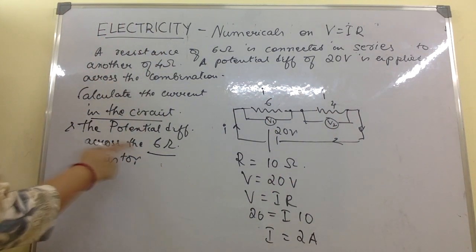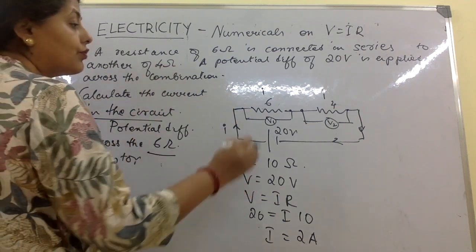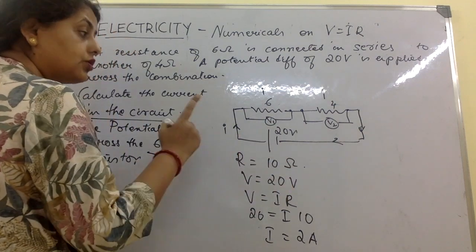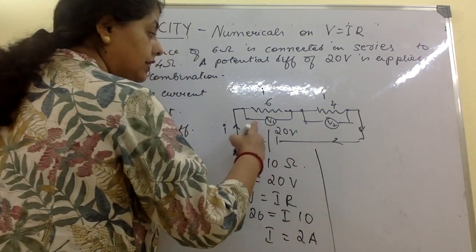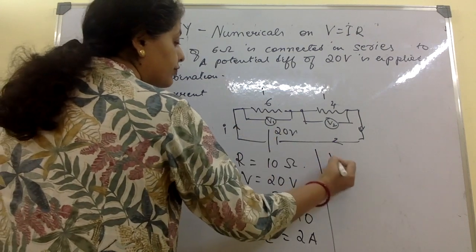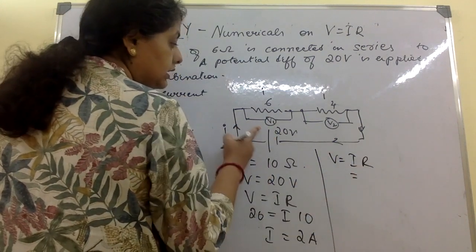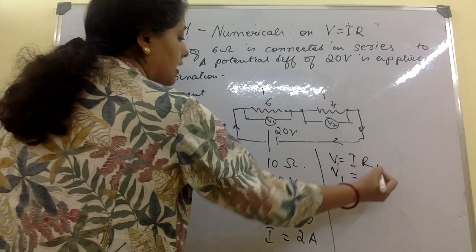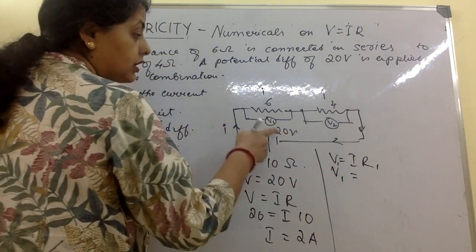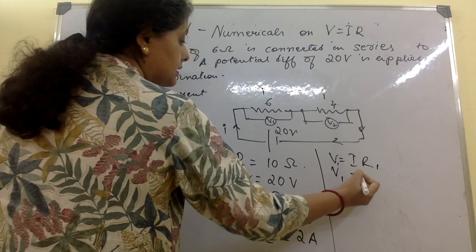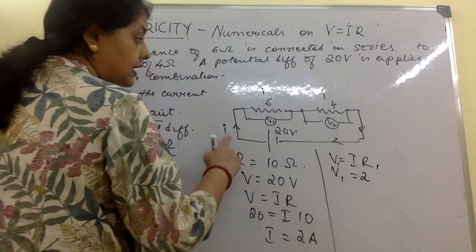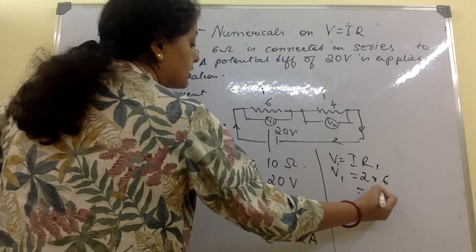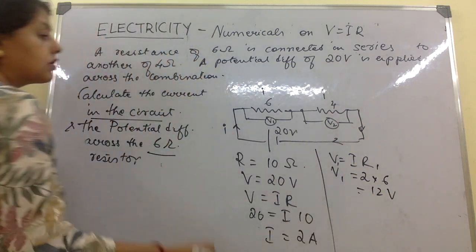So here, potential difference across which one do they want? Across the 6 ohms one. So what we will do is apply V is equal to IR only for this portion. But remember the current is 2 amperes only. So here again V is equal to IR but for the 6 ohms. Let's write V1, and R1 also, but I is the same throughout. I is 2 because, as I said, I is going to be the same throughout, and R is 6. They have given R1, so this is 12 volts. So across this is 12 volts.